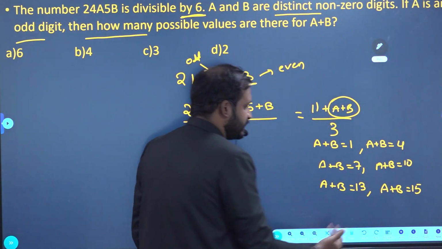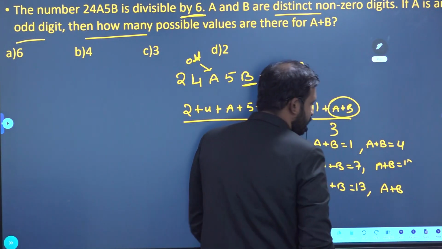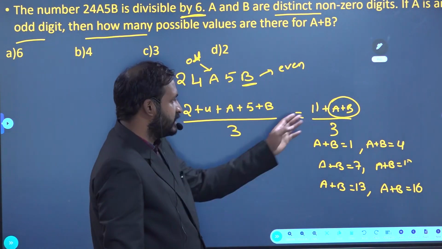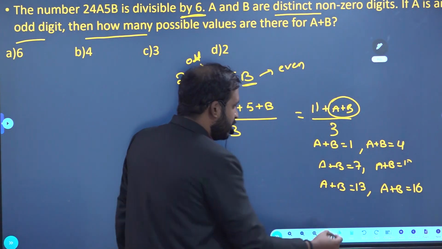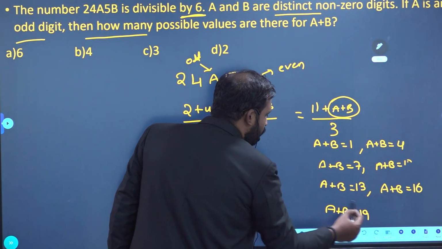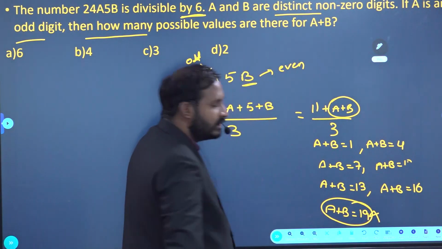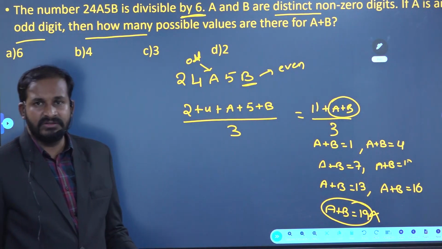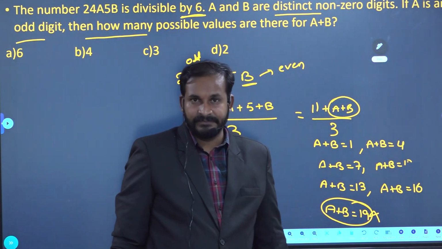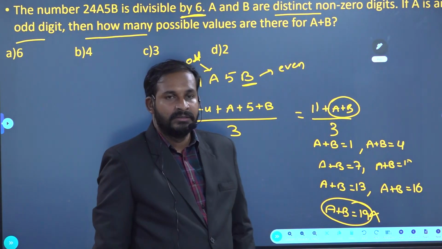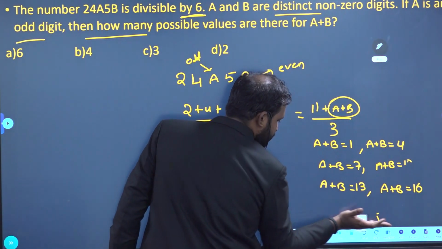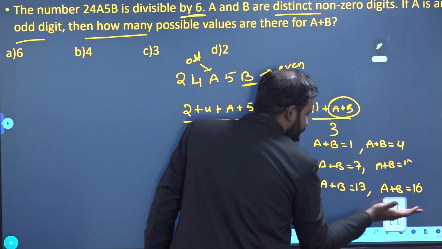Sorry, not 15, 16. A plus B value as 16. Then also there is a possibility. Why? Because 11 plus 16 it becomes 27. Next, A plus B as 19. Can I take A plus B as 19? No. The reason is very simple. If I take both the values as highest values, that is 9 and 9 also, I will not get the sum as 19. Am I correct? Because of that reason, this one is not at all possible for us.